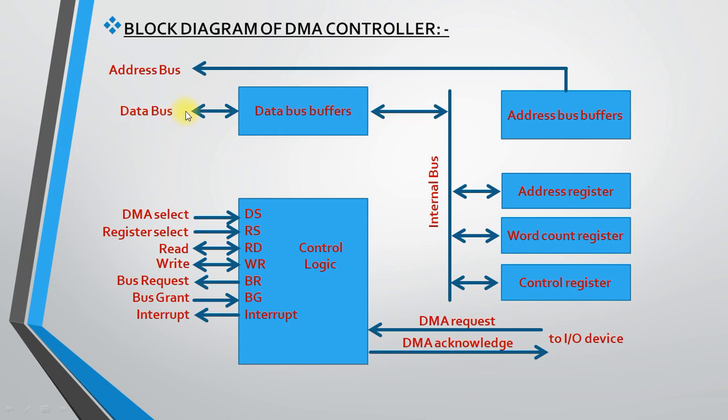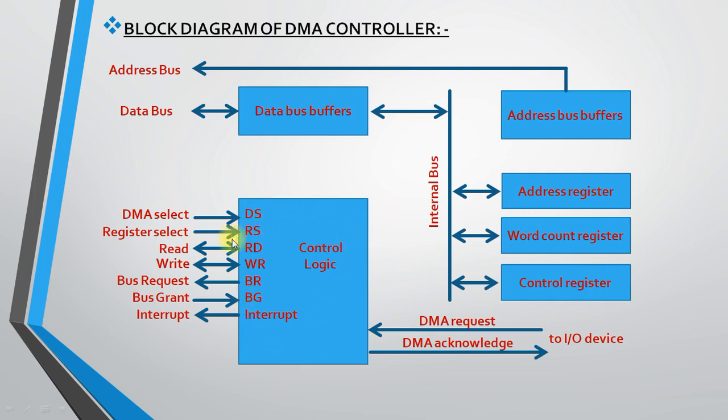Data bus is bidirectional, connected with the data bus buffer. Again, data bus buffer is bidirectional, connected with internal bus, and with the help of internal bus, data bus buffer is able to transmit data to the address register, word count register and control register. Note that we have used registers over here because we want to store our data.